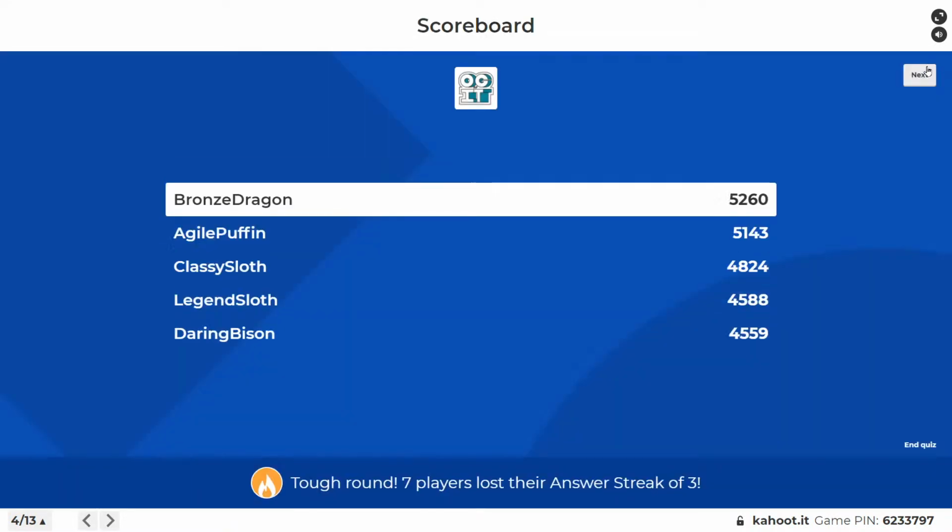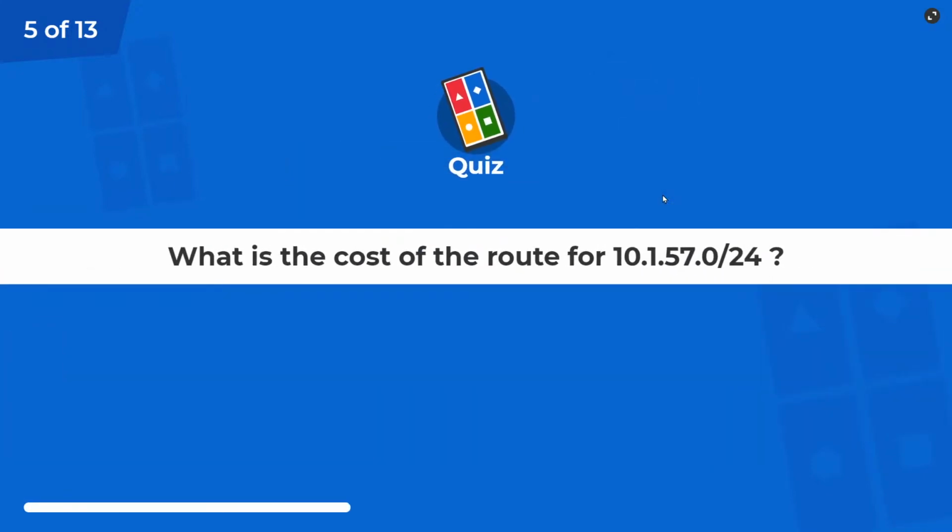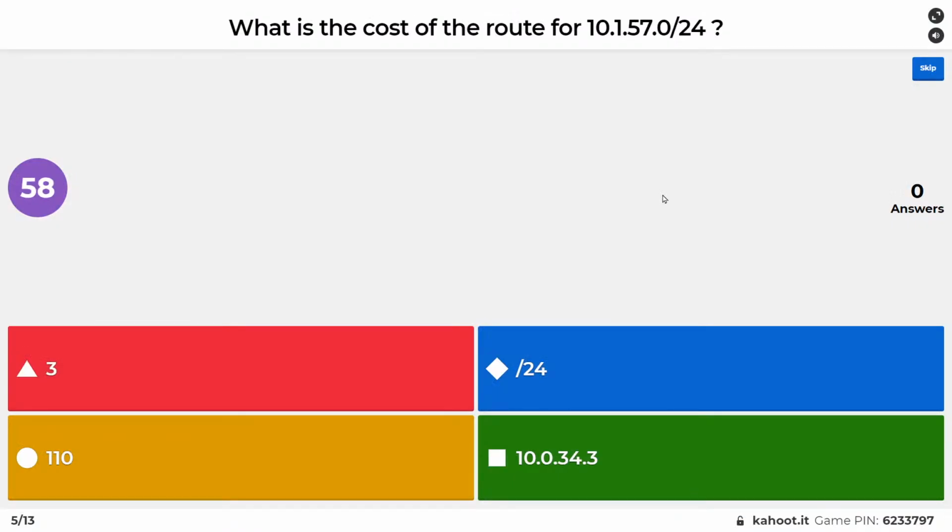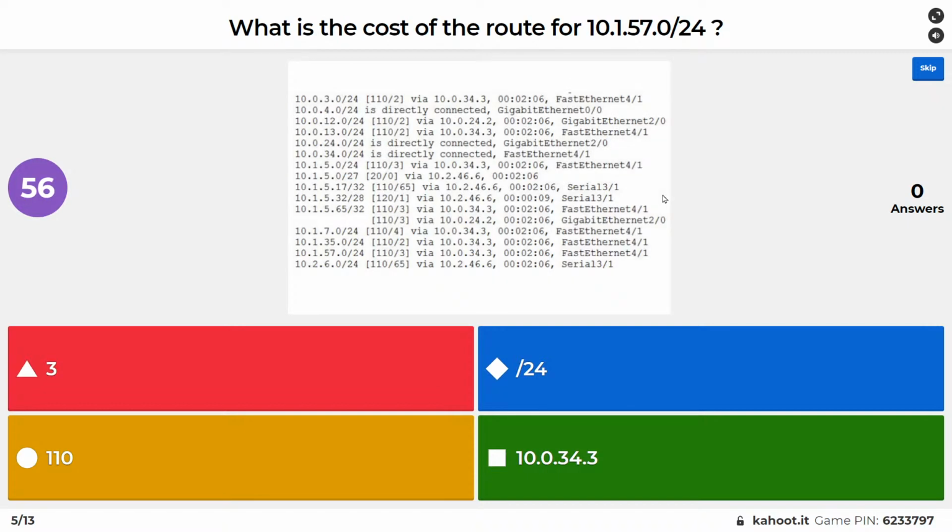All right, let's see who's in the top 5. It looks like Daring Bison, Bronze Dragon, Agile Puffin, Agent Snail, and Wonder Llama. Nice, nice, nice. Here we go. Question 5 of 13, almost halfway there. We're getting there. What is the cost of the route for 10.1.5.0 with a 24-bit mask? What is the cost?